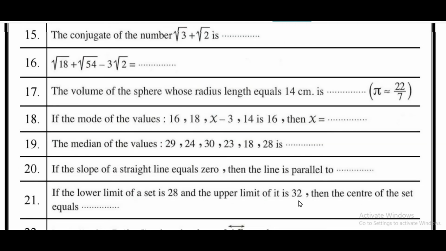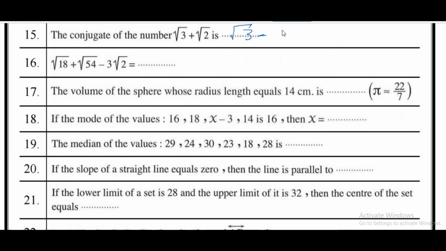كونجوجيت بنغير الساين اللي في النص بس. الكونجوجيت يبقى روت 3 بدل بلس هتبقى ماينس روت 2. روت 18، 9 تايمز 2 يعني 3 روت 2. 54، 27 تايمز 2، 27 اللي هي كيوبيك روت، لكن خد بالك ده سكوير روت. كيوبيك سكوير روت 54 هي 9 تايمز 6 يبقى 3 روت 6 ماينس 3 روت 2. كانسل 3 روت 2 مع البوزيتيف بتاعها يبقى الانسر 3 روت 6.